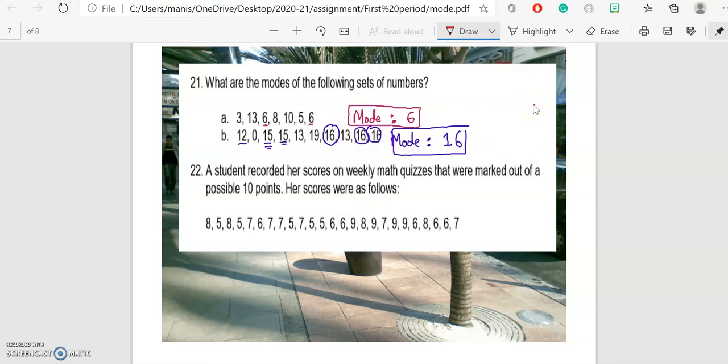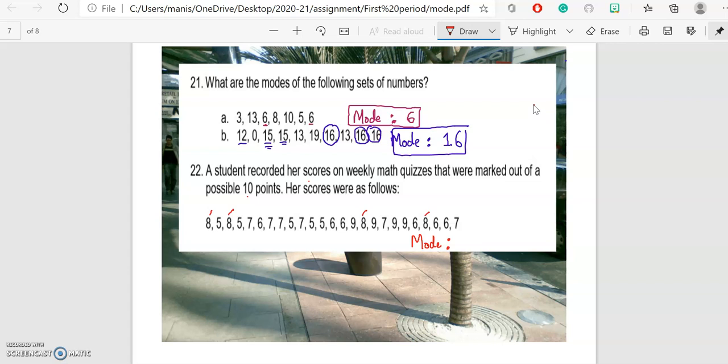A student recorded her scores on weekly math quizzes that were marked out of a possible 10 points. Her scores were as follows. So we have to find the mode of her scores. Mode is the number that appears the most. So I will start from 8: 1, 2, 3, 4. So I have 4 eights.